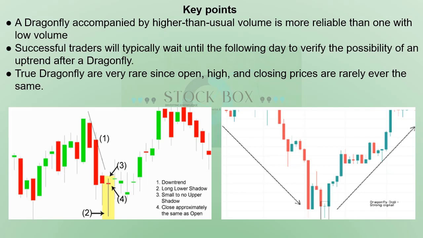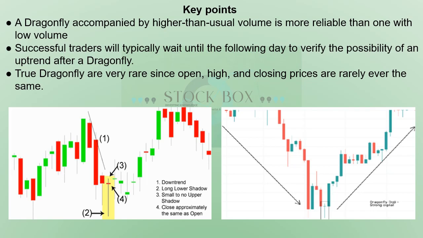Below there are two live market examples. In one of them you can see that there is a downtrend on which a dragonfly doji formed on the lowest candle. That is a strong signal of a reversal, and after that point you can see there is a rally on the upside.